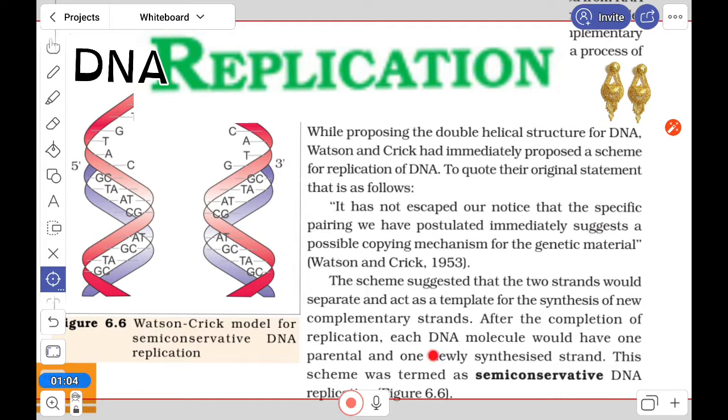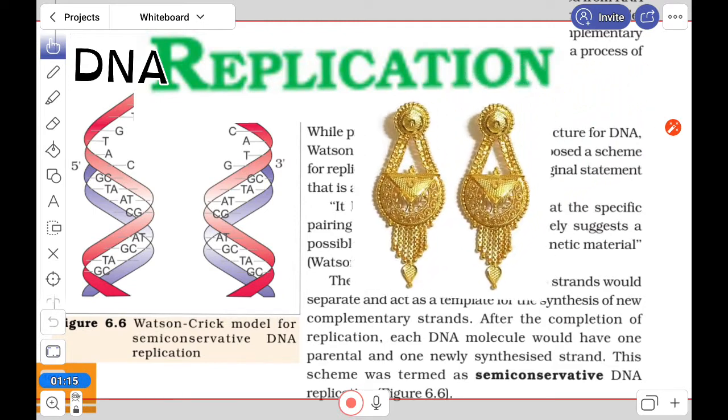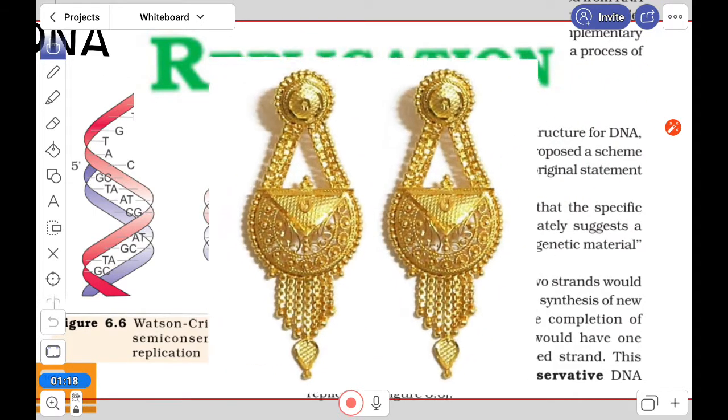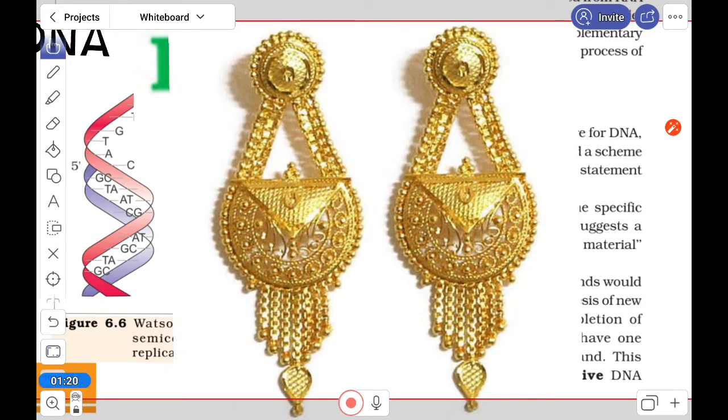The scheme of its division is semi-conservative. You have to understand this one. What is a semi-conservative process? Let's take one example. Suppose here is a pair of gold rings. You can compare it to the DNA strands.